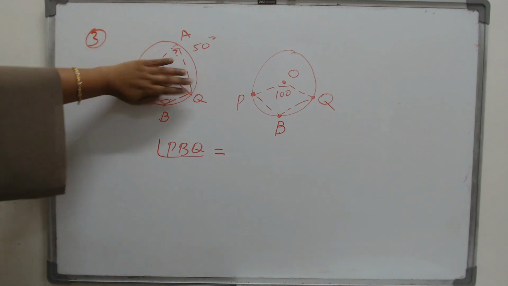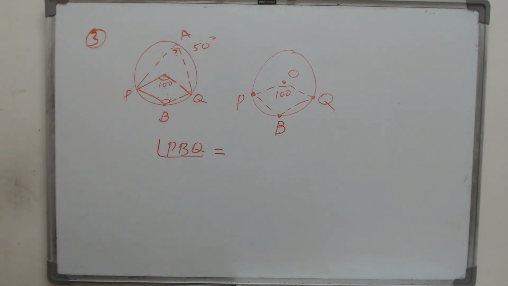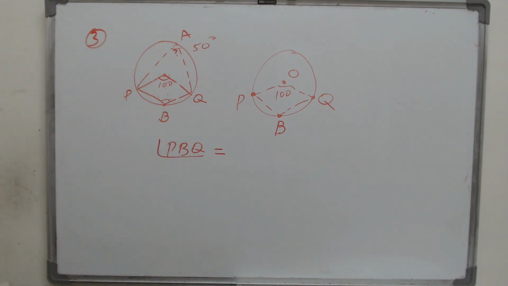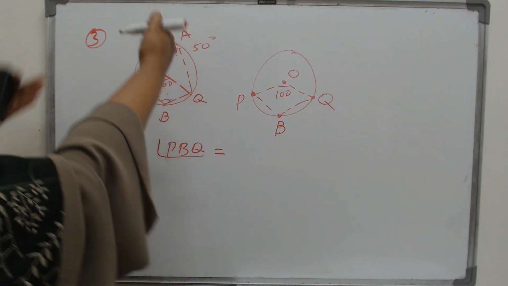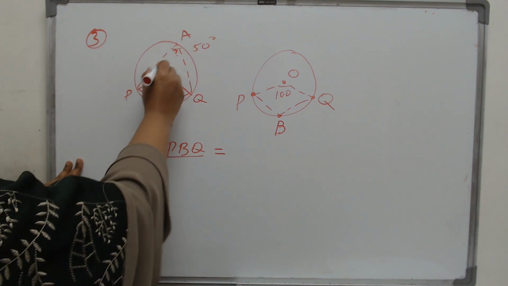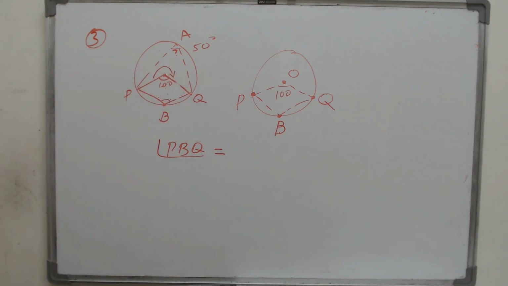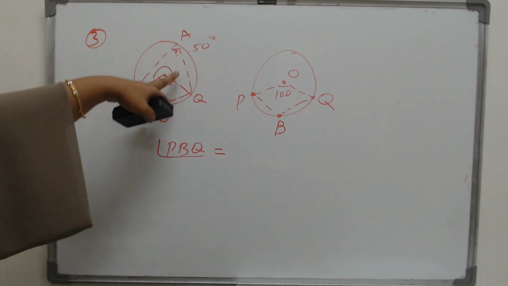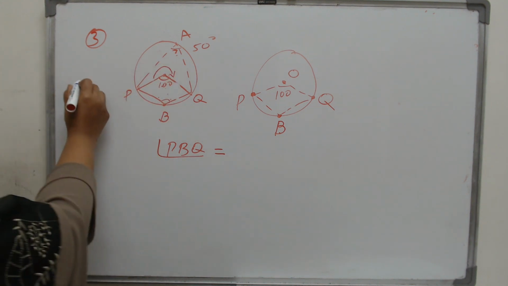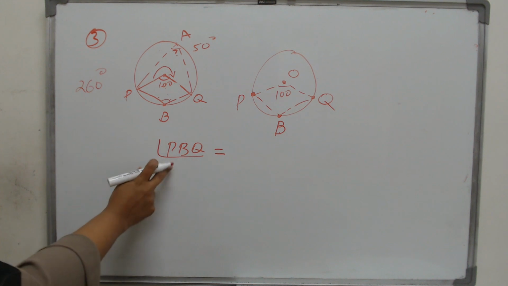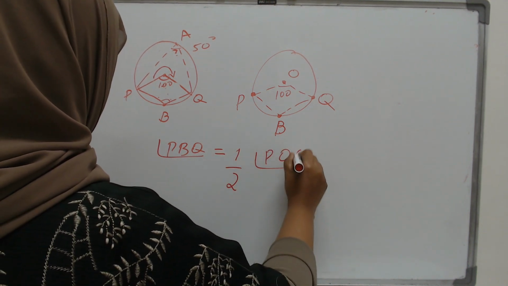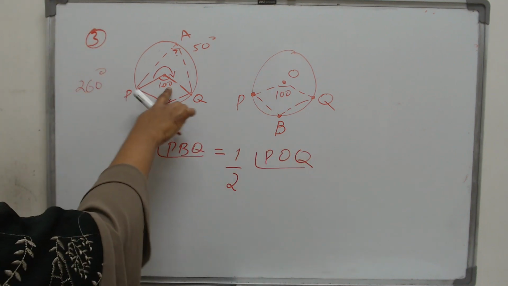But this one falls completely in the other segment. So what do we do? This is also half of the angle made at the center. But which angle? Not this angle, not the one which faces it. This one is what you have to take. If this is 100, the whole one is 360. If this is 100, this one will be what? It will be 260.